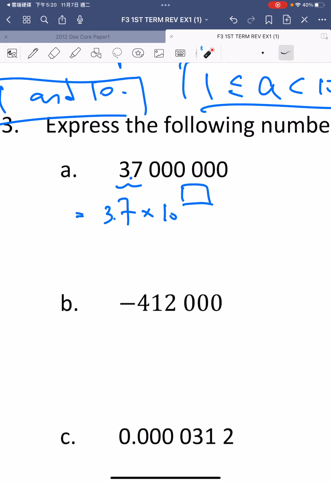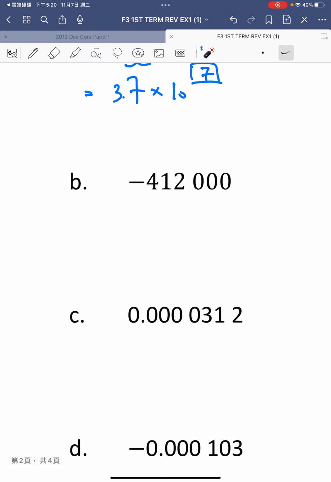Then how can we decide this power? The dot is originally here. We want to move it to the left. So it's 1, 2, 3, 4, 5, 6, and 7. As this number is much smaller than this, we want to make it bigger, so it's actually 10 to the power of 7. Again, the dot is moving 1, 2, 3, 4, 5, 6, and 7. It's moving 7 units, so the power will be 7.